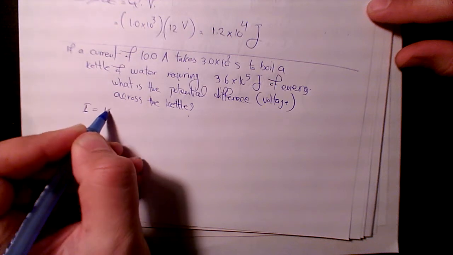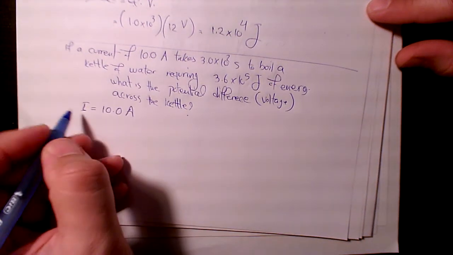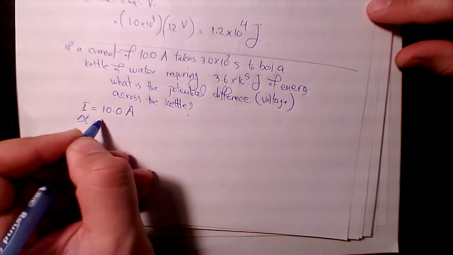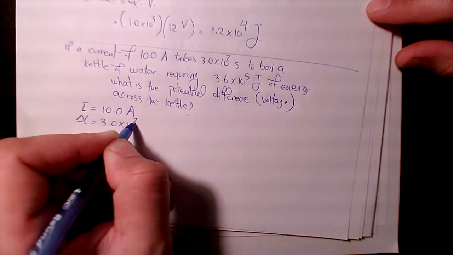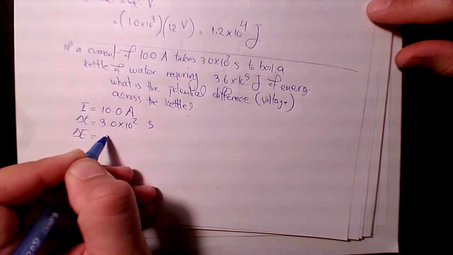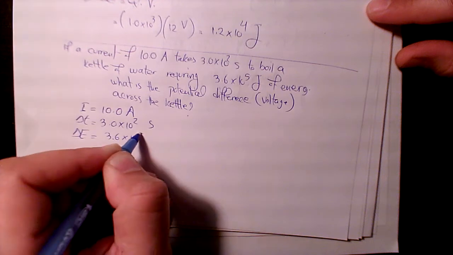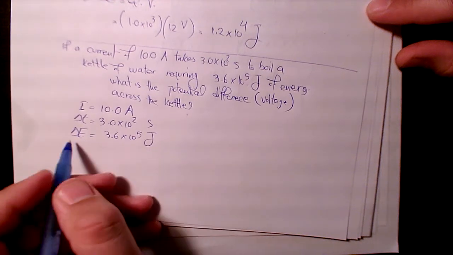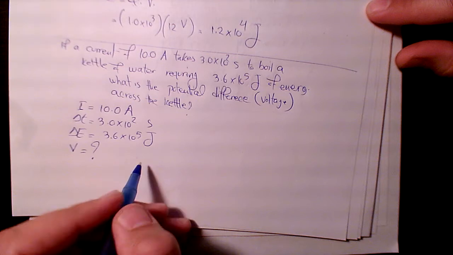So what do we have? We have I, which is the electrical current in terms of ampere. We have delta T, which is the time, 3.0 times 10 to the power of 2 seconds. Delta E, which is 3.6 times 10 to the power of 5 joule. And what we need to find? We need to find voltage.